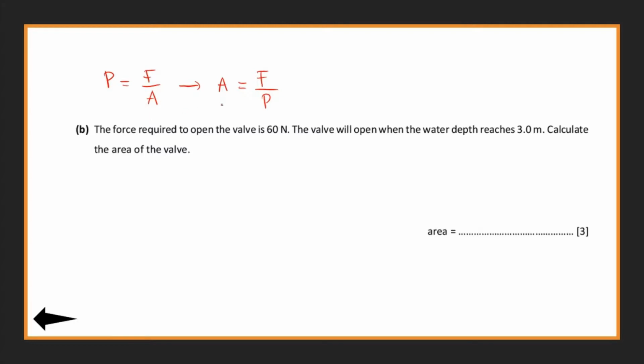Yeah, the correct equation for A is force over pressure, not pressure over force. In the previous quiz, a lot of you made the mistake here. You calculated area as pressure over force. Now, this is incorrect. The correct one is this one. Exchange the position of area and pressure here. Okay? So, now we can calculate the area of the valve by using this equation.